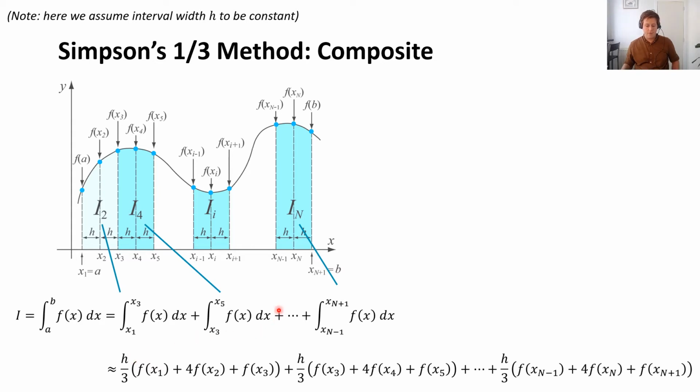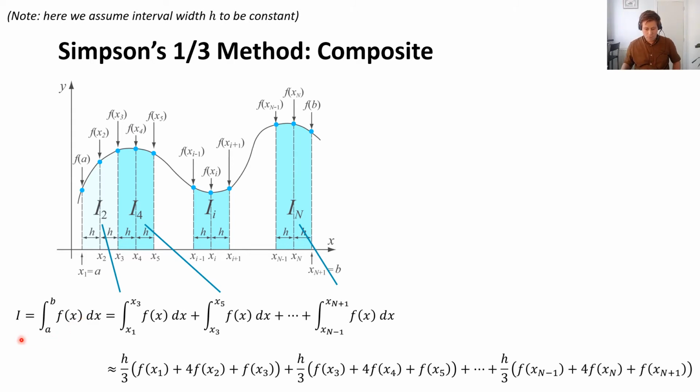We can do the same for this second blue area, which is I4. So that's f of x integrated from x3 to x5. So that's simply, again, the left-hand side of the interval, the right-hand side of the interval, and 4 times the midpoint. And we can continue again to do this for each of the intervals that we come across.